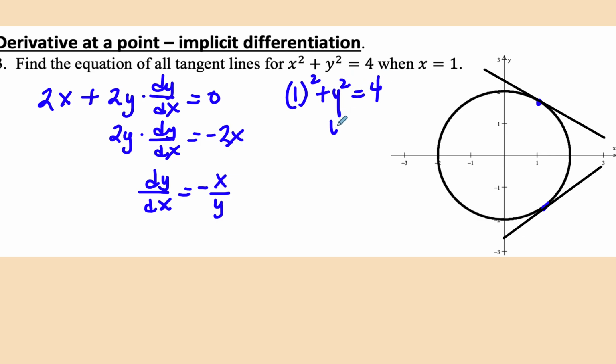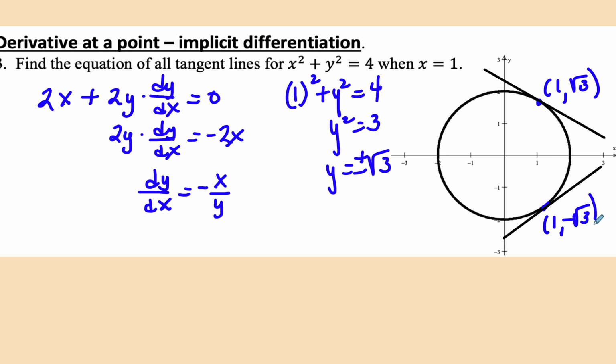So then y squared is equal to 3. So y is equal to plus or minus root 3. So this point is actually the point (1, root 3), and this is the point (1, negative root 3). Now I already went ahead and found the derivative, and here it is.